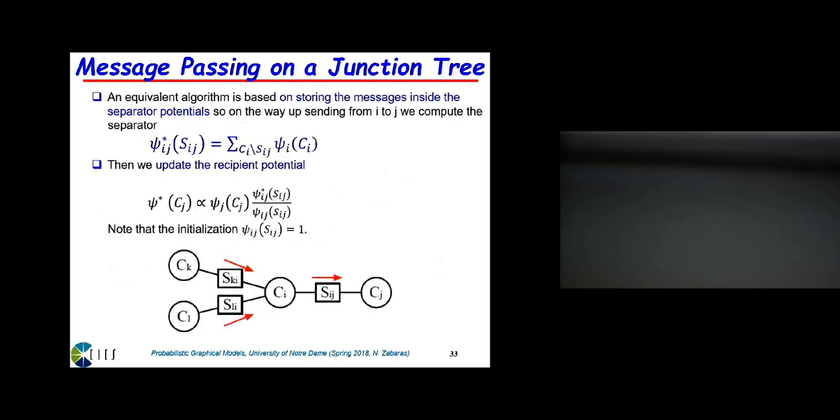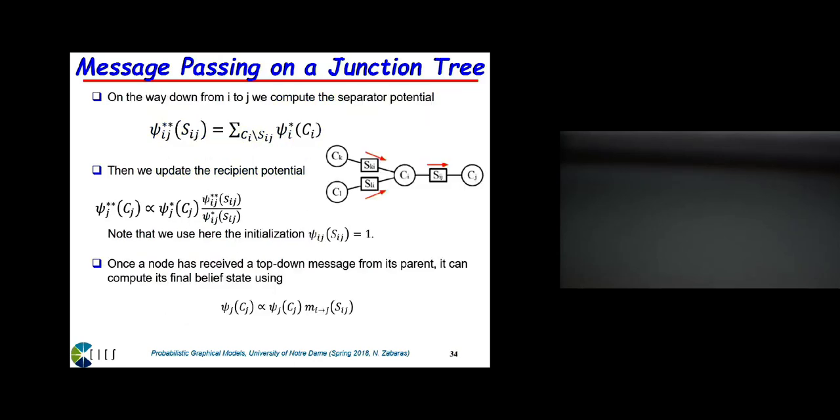So again, you update. Let's say you send messages from here to there, so you have to update the potential of the separator. This is what we did. Then you have to update the potential of this clique by multiplying the previous values of that potential with psi star divided by psi. And you remember we start with the separator potentials equal to 1. And then you do the backward step. So you marginalize psi I star for everything except the separator variables. And then, as you send messages from I to J, you update the potential of J with this factor. And at the end of the day, you achieve consistency.